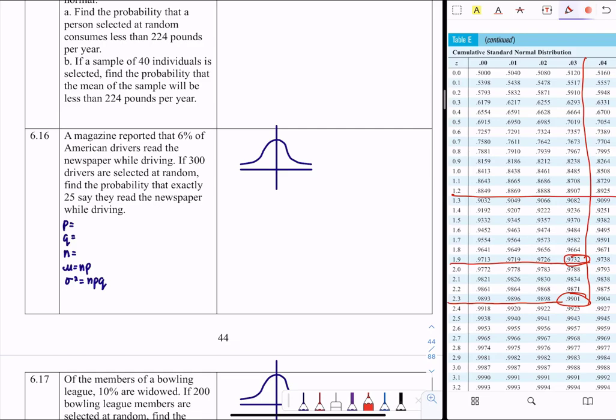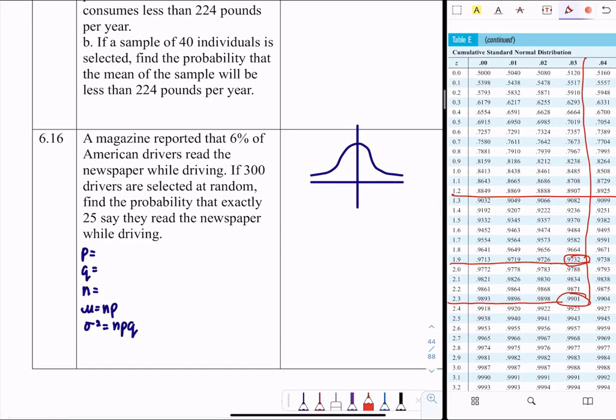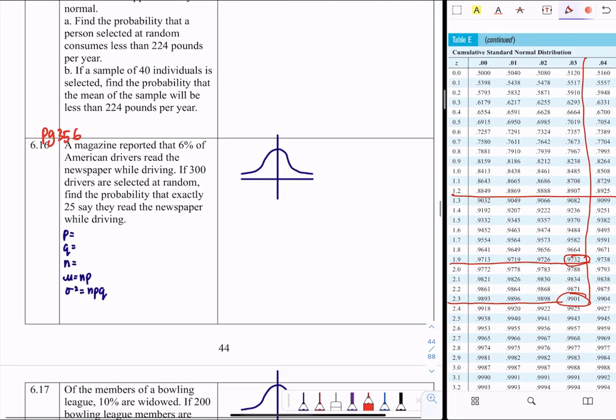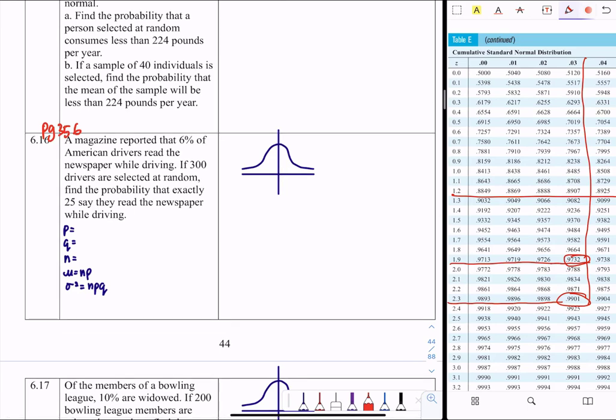Page 356. This one is quite different because they are giving you the value in probability, in percentage. They are giving you the value in percentage.